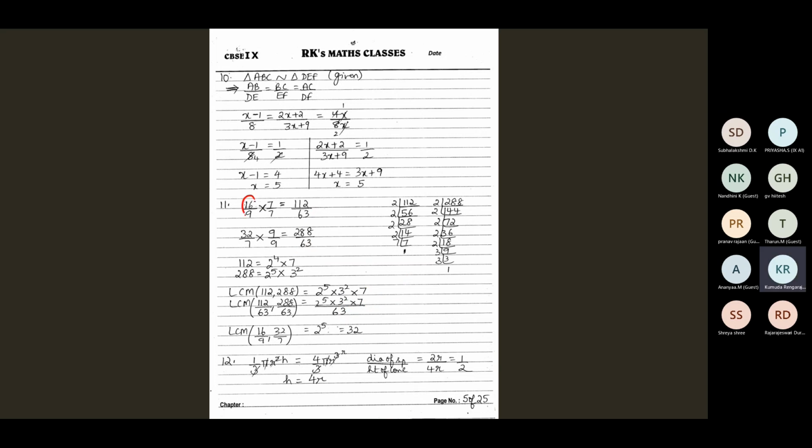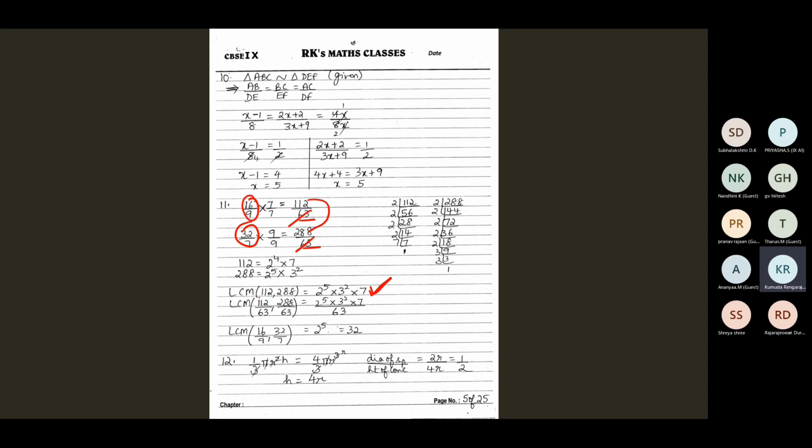We have to find the LCM of 16 by 9 and 32 by 7. Bring the two fractions to the same denominator. Then ignore the denominators and find the LCM of the numerators. And here is the LCM of the numerators.